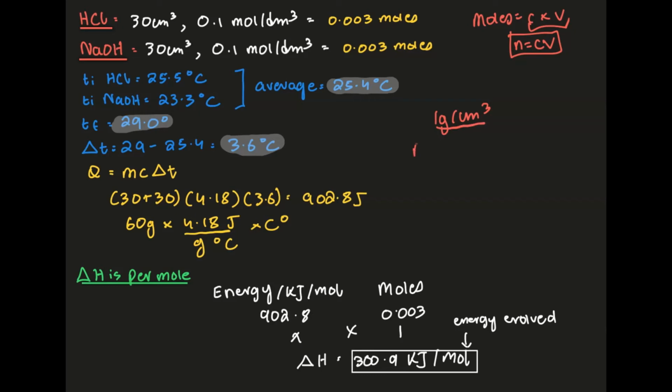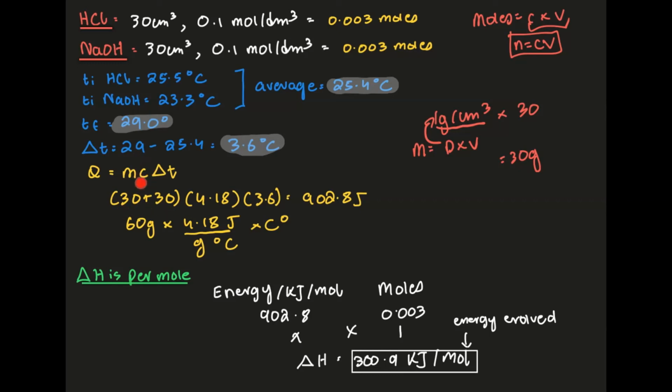Now the formula for mass is density times volume. This is the density, and the volume that you're going to have is 30 centimeter cube. So your mass is going to be 30 grams for both of them. When you have a combined mixture, it has both HCl and NaOH in it, so you just add these two together and you get 60. 60 is going to be your mass.